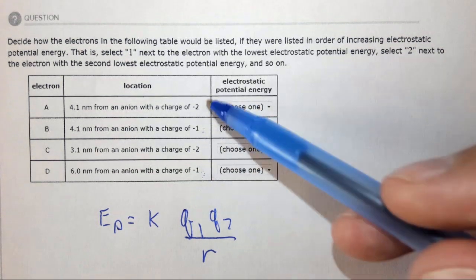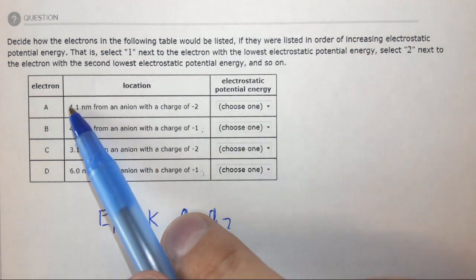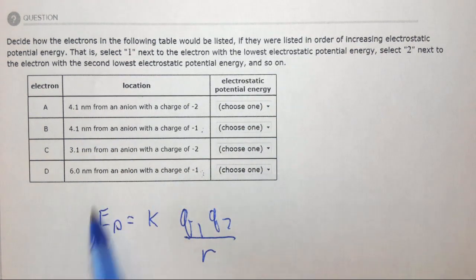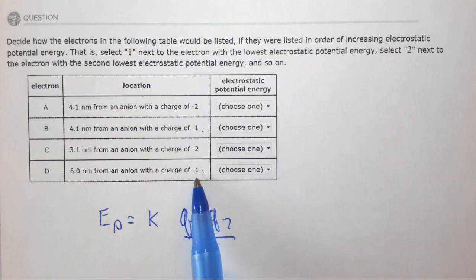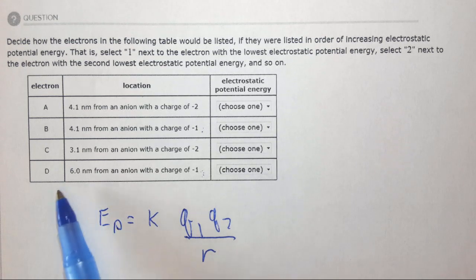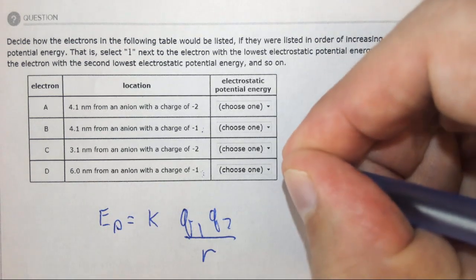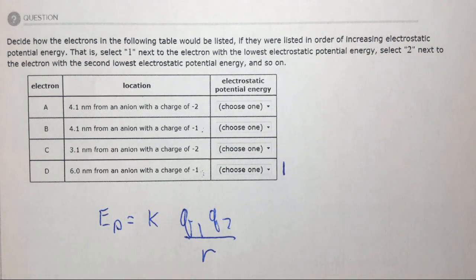Let's look at our other choices for -2 though before we're sure. 4.1 nanometers and 3.1 nanometers. So 6 nanometers is not only the greatest distance, it's also the least charge. It's only 1 unit away from 0. So therefore, this is going to be the absolute lowest electrostatic potential.